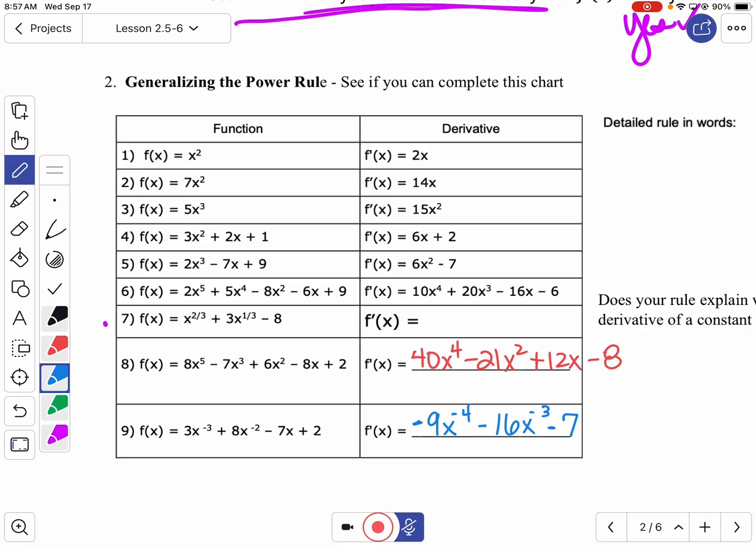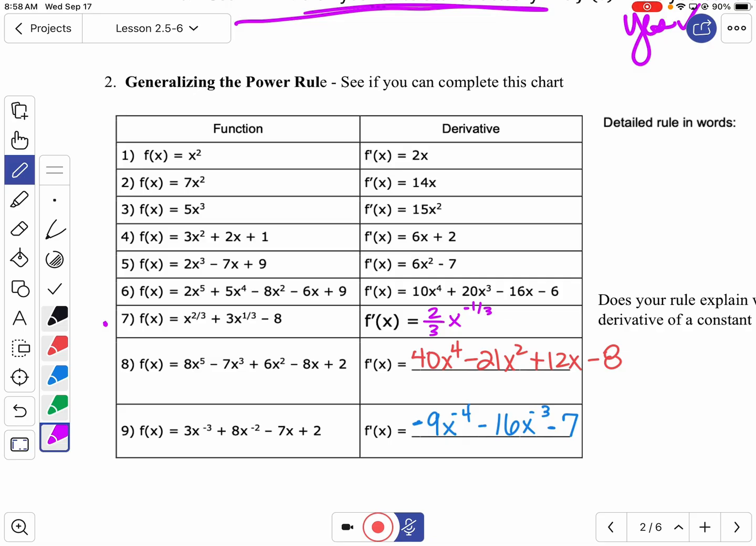Let's do those fraction exponents. We love fractions. Said no one ever. So here we go. So 2/3. I would multiply that by my original coefficient, which is 1. So what's my new coefficient going to be? 2/3. I'm going to subtract 1 from 2/3. So 2/3 minus 1 would give me what? Negative 1/3. So 2/3 minus 3/3 would give me a negative 1/3.